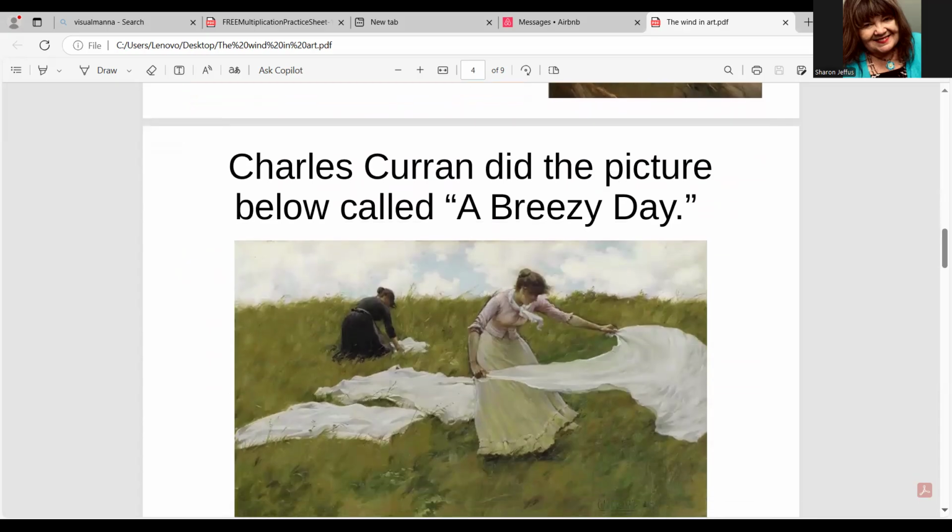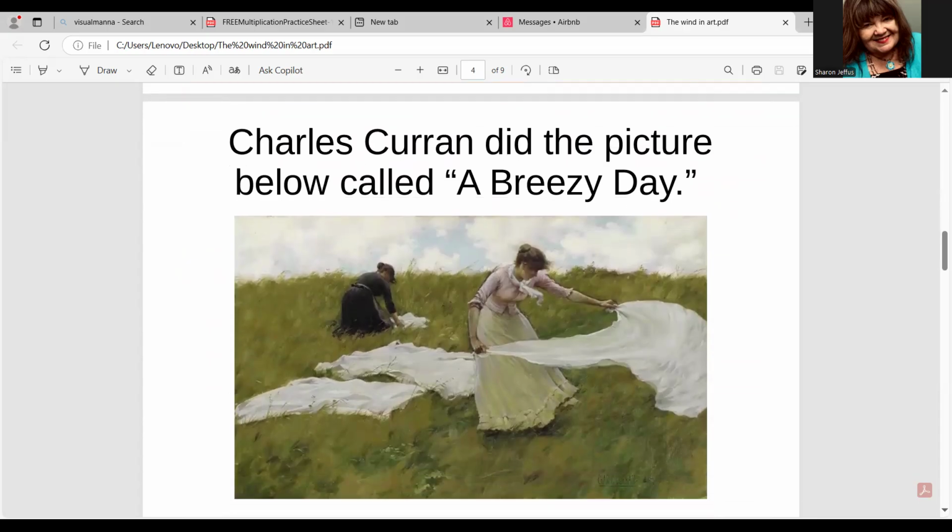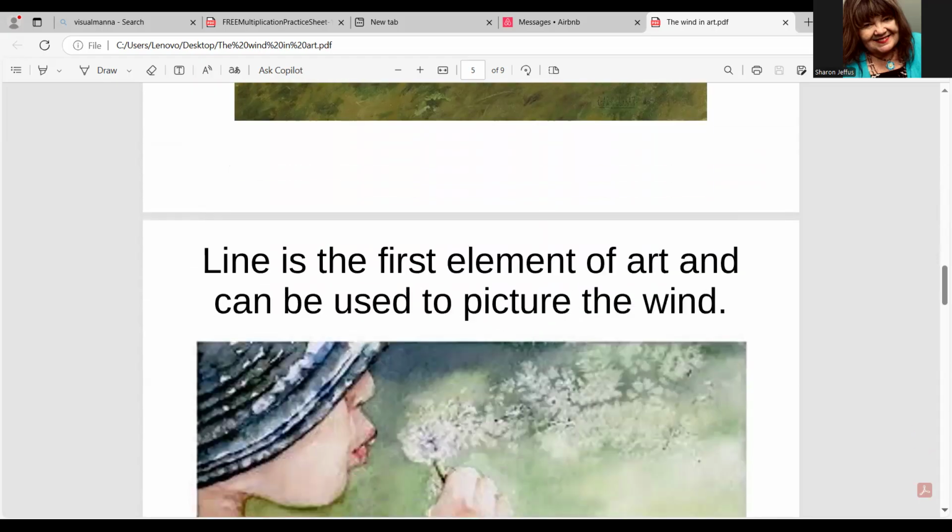What similarities do you see in the pictures, and what differences do you see? Charles Curran did the picture below called A Breezy Day. You can almost feel that wind going through the sheets, trying to put the sheets down. Perhaps they were going on a picnic and they were going to spread out things for a picnic.